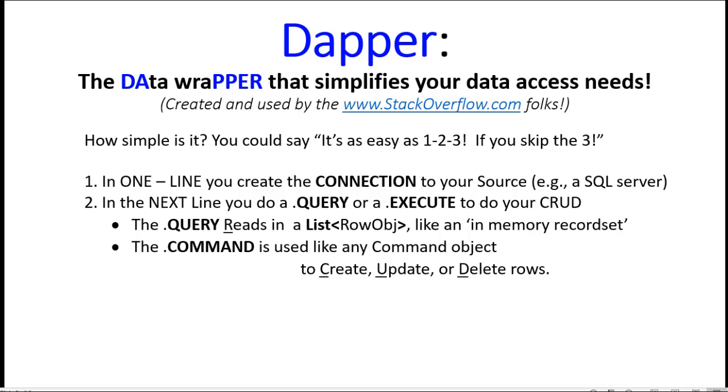The query is going to read in, and it's going to deliver to us a list, where each element of this list is going to be like a row of data. Think of your data as like a spreadsheet with rows and columns, columns being the properties, the rows being the data records. And it's going to behave kind of like an in-memory record set if you're comfortable with in-memory record sets. Or you could use the command objects for things like your create, your update, or delete.